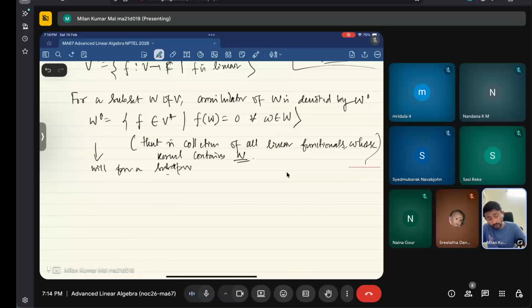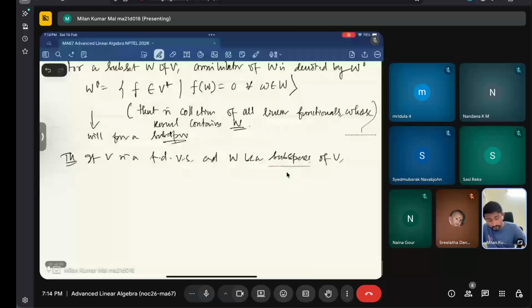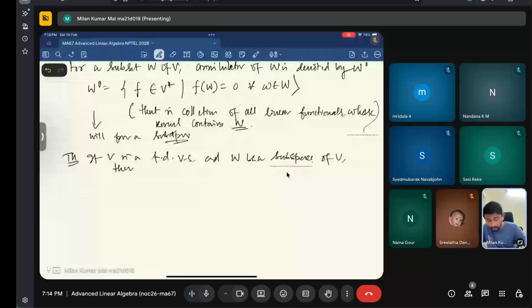So one of the important theorems says that if V is a finite dimensional vector space and W is a subspace of V, here I am taking a subspace, then dimension of V is equal to dimension of W plus dimension of W naught. This is a very interesting and important theorem.